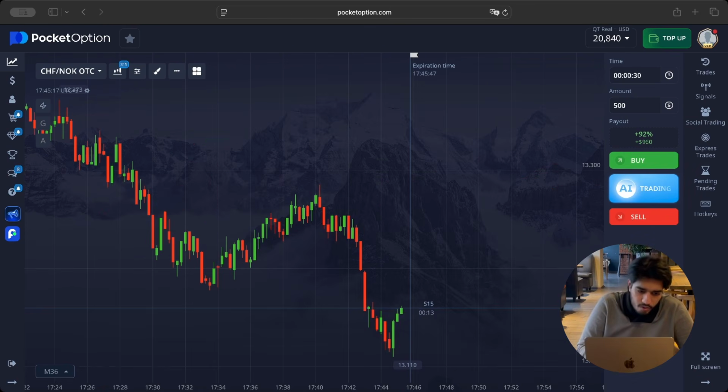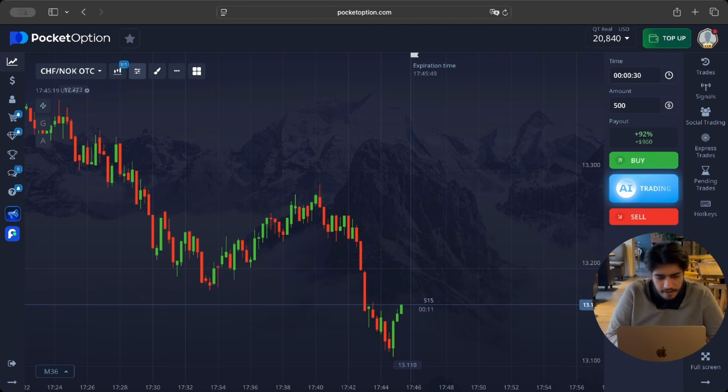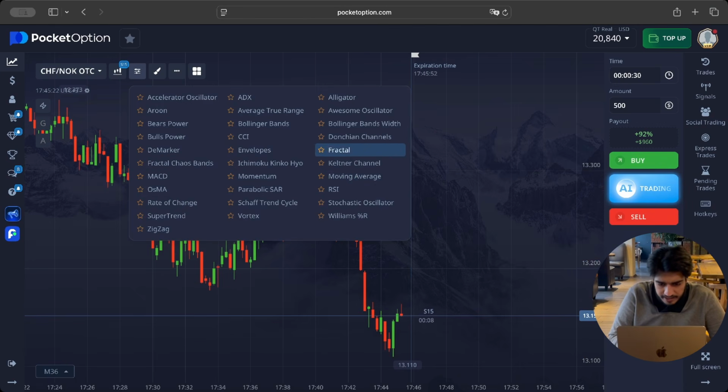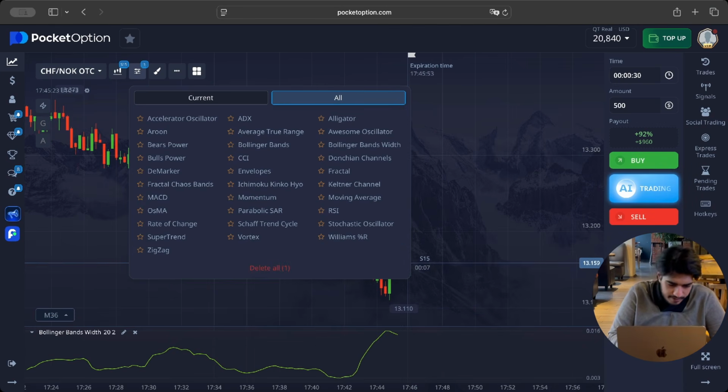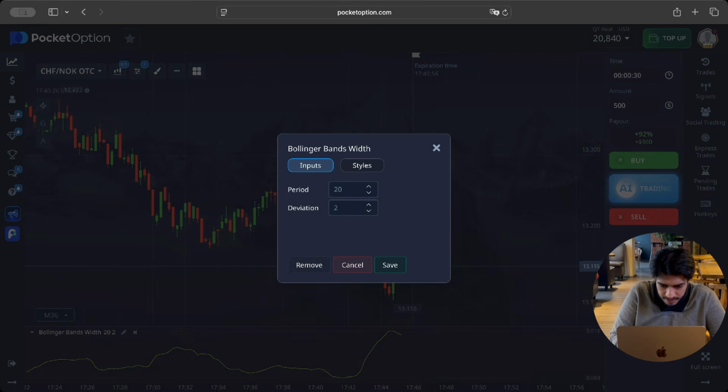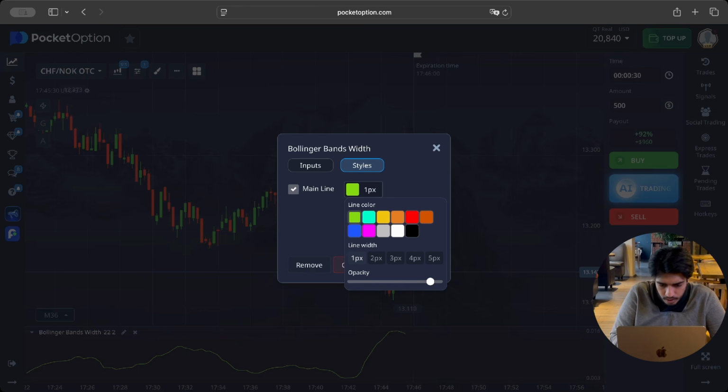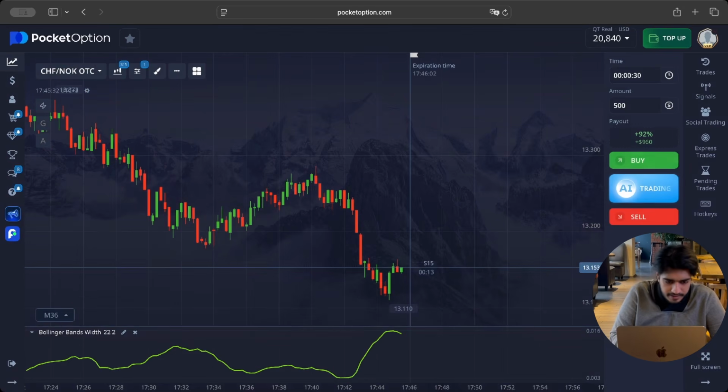Let's start. All you need to do is open Pocket Option. First we will choose the indicator, that is Bollinger Bands. All you need to do is the settings here. The period you need to set is 22, the style 2px, and save.